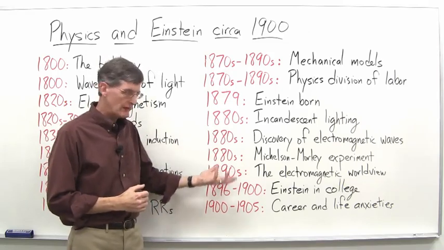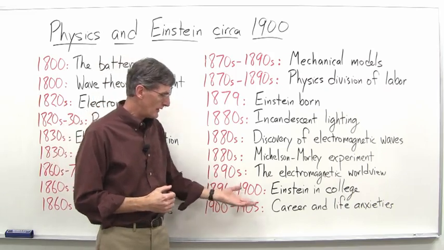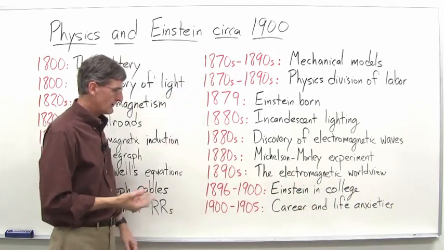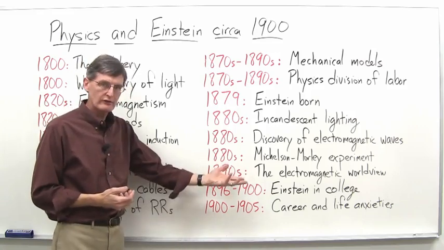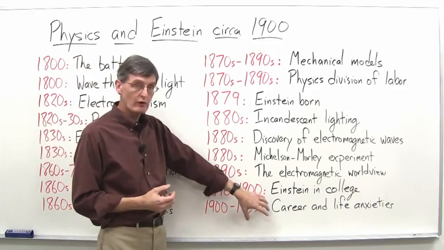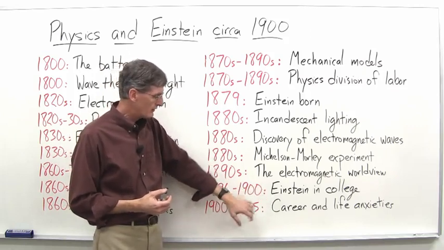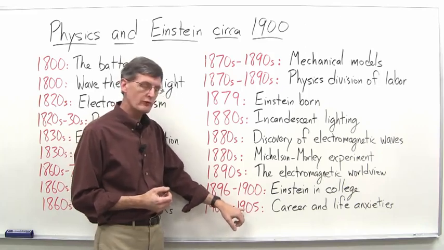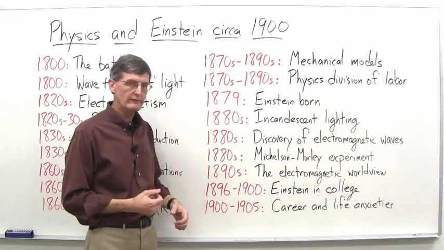So we come then to Einstein, the final period here, 1900-1905, labeled Career and Life Anxieties. If you've read the Einstein profile, the profile of young Einstein, you hopefully got a good sense of that. In our next video clip, though, we're going to focus a little bit more on Einstein's early life here, and especially going up to the miracle year of 1905, and what was so miraculous about that, what was the nature of that miracle year, and the substance of that miracle year.